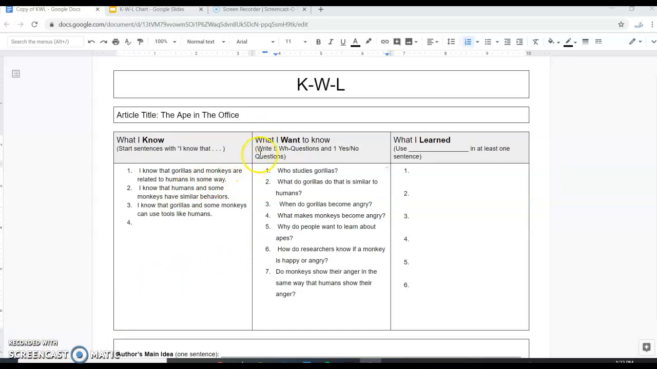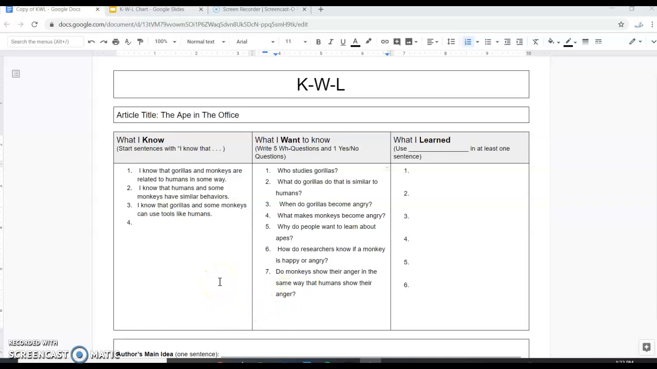Okay, here we have the what I want to know column filled with our questions. So I've written several WH questions as well as 1 yes/no question about what I want to know from reading this article. I don't know if these questions will be answered after I read, but it's something that I want to know about, so I've asked these questions. We'll find out if these questions are answered, of course, when we finish reading the article.